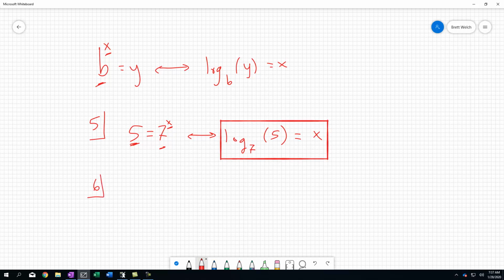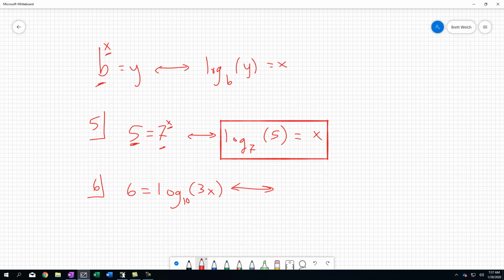Number 6 asks us to do the same thing in reverse. 6 equals log of 3x. Now this is a tricky one. This is where it gets tricky, that there's no base written. We need to have a number down here. Now it's not written, but it's implied that it's going to be base 10. So you're going to need that number in order to work it.